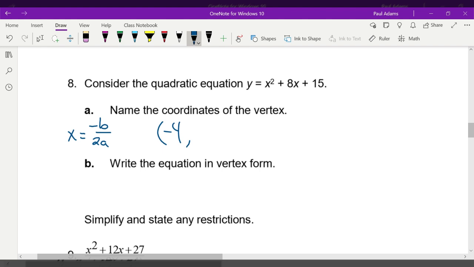Plug in negative 4 for x, solve for y, you should get negative 1. The a value is 1, so you don't have to worry about that. Write it in vertex form. This is y equals the quantity of x minus a negative 4, which is x plus 4 squared minus 1.